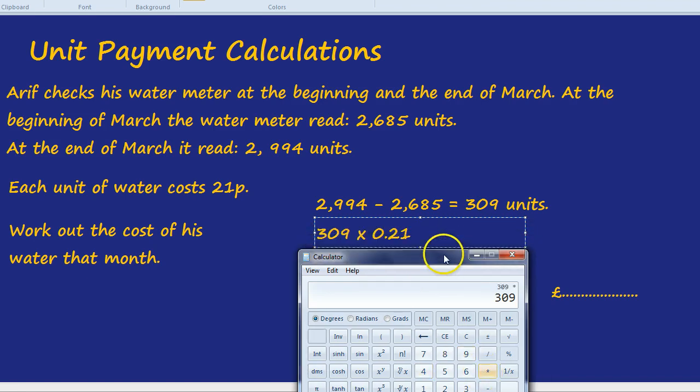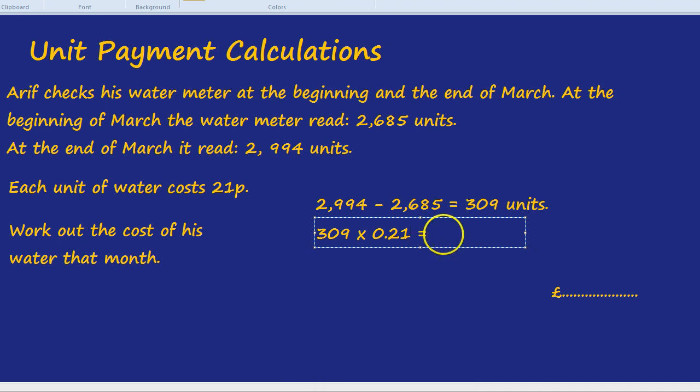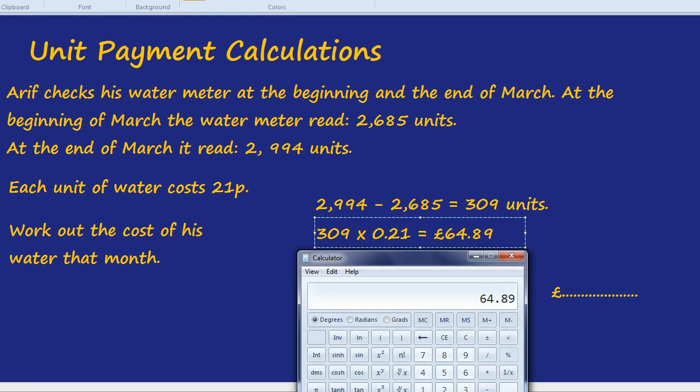309 times by 0.21 equals £64.89. And that's his cost per month. We found out the difference between the end of March and the beginning of March, so that's how many units he's used, 309. Then we multiplied it by 21 pence, or in this case 0.21, and we got our answer in terms of pounds, which is £64.89.